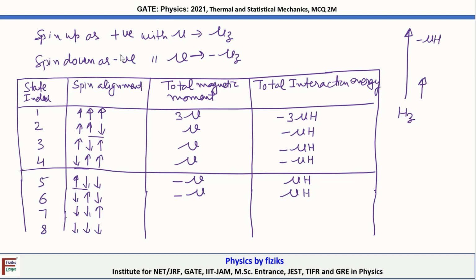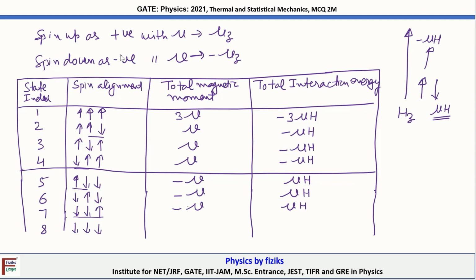So this is the interaction energy for this case. Okay, when the spin is pointing in the downward direction, the interaction energy becomes positive, it's mu h. That's why we have a positive interaction energy in this case. Here also, in case of the seventh arrangement, the magnetic moment is minus mu and the interaction energy is mu h.